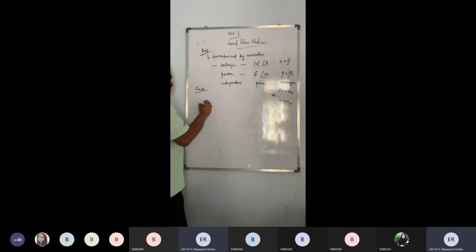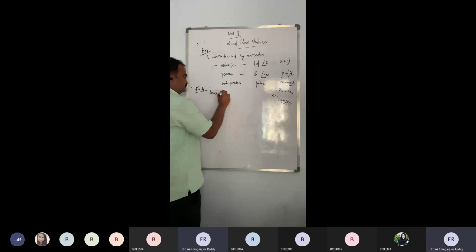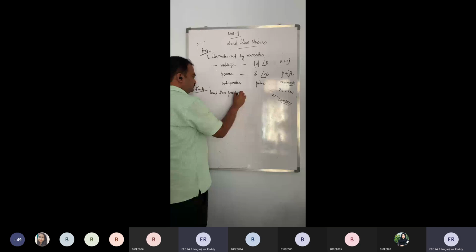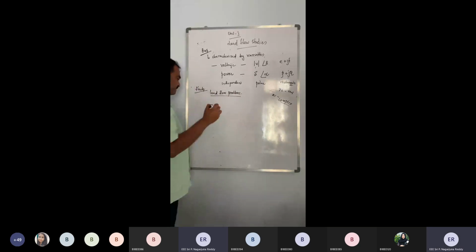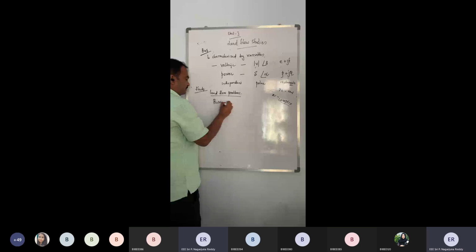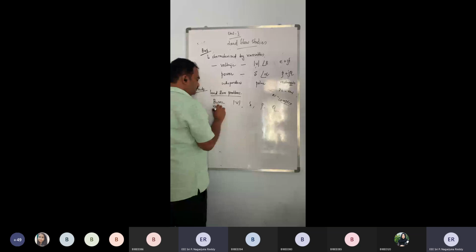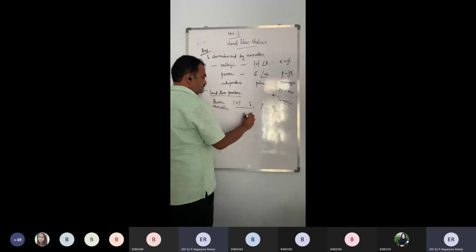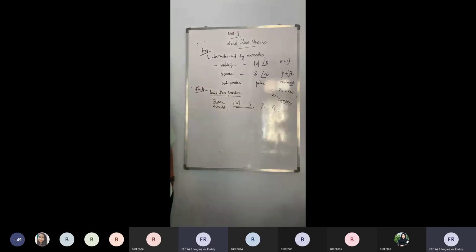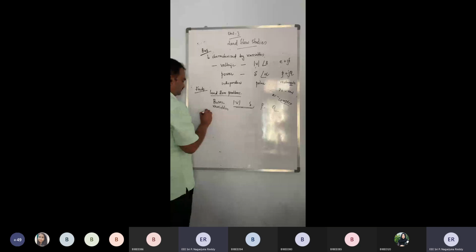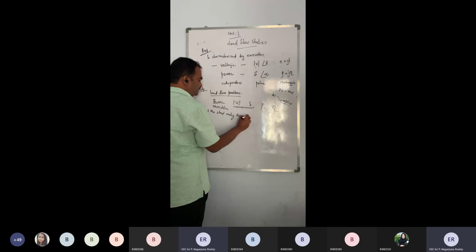Whenever we start a load flow problem, I may represent it as P and Q, but I'll represent them as V, delta, and P, Q. Voltage is considered in polar form, power is considered in rectangular form in most of the cases. So, out of these 4 variables, at the start, only 2 variables will be given.